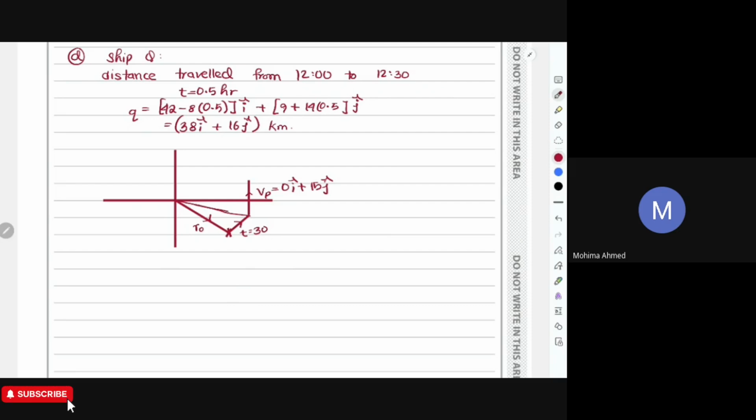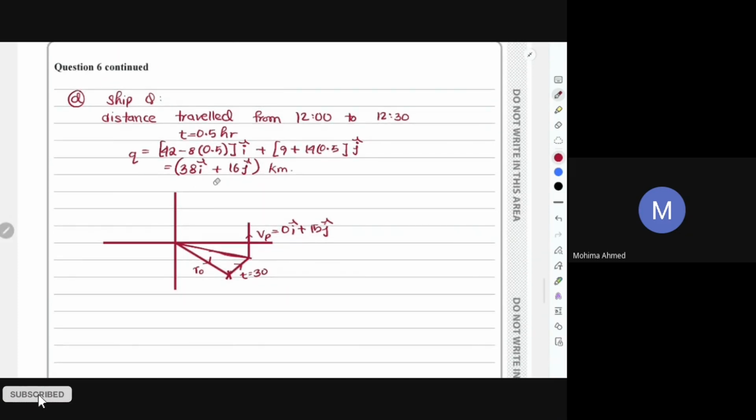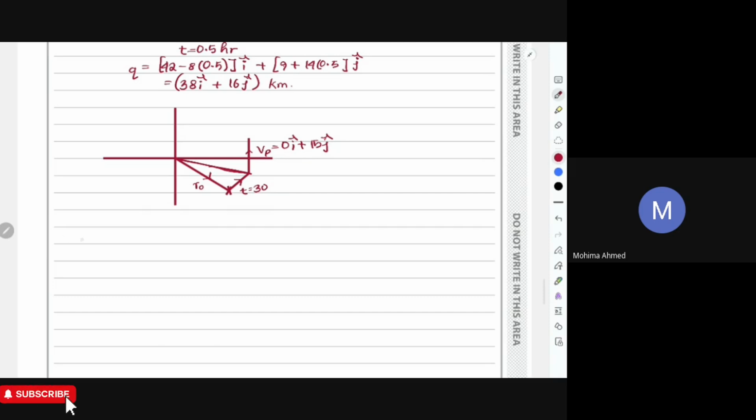Now this is going to be the initial position vector for this section, which I'm considering from 12:30 forward, that is the initial displacement that I want to calculate. That from 12:30 to 14:30, that is the rest of the 2 hours, how far Q traveled in those rest of the 2 hours, I'll have to calculate that also. This is the displacement that the Q traveled in the first 30 minutes, and then again from 12:30 to 14:30.